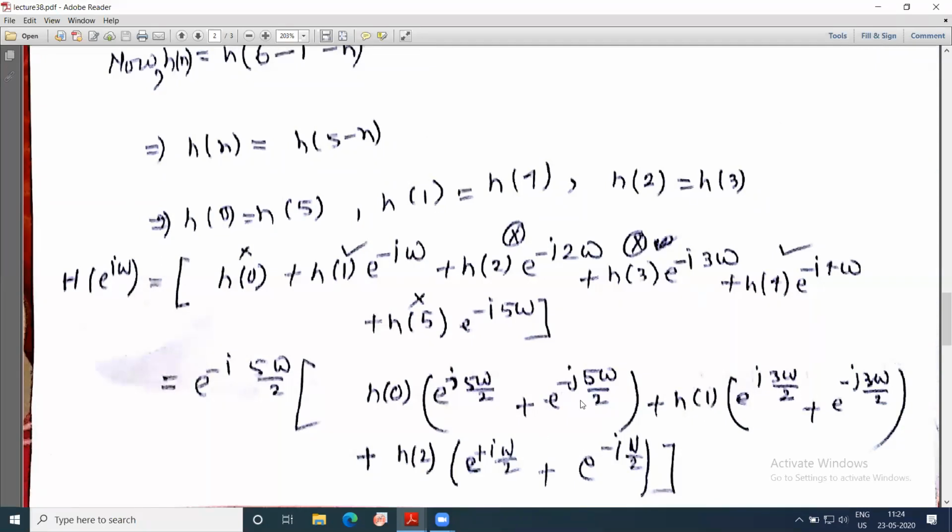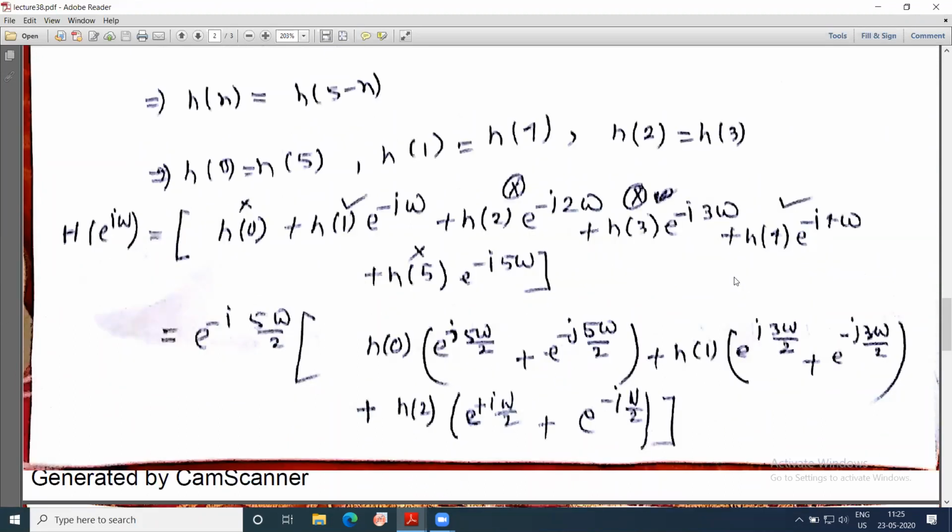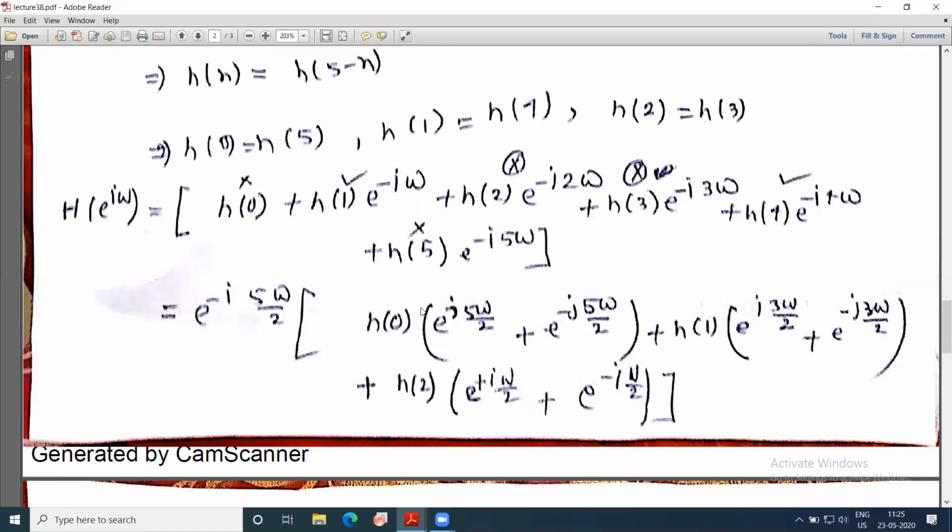Yes, sir. Okay, because h0 equal to h5, wherever you see I have put a cross on these, I am coupling these two. So if h0 equal to h5, I have taken h0 common. Now if I take out e power minus j 5 omega by 2, it will be e power j 5 omega by 2 for h0. For h5 it will be minus j 5 omega by 2, minus j 5 omega by 2, that will be equal to j 5 omega. Agreed? Yes, sir.